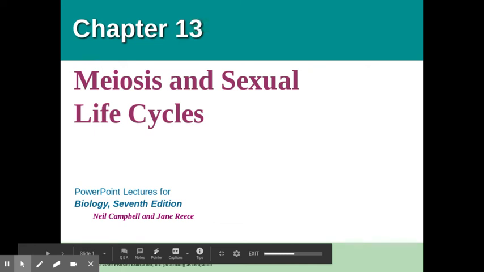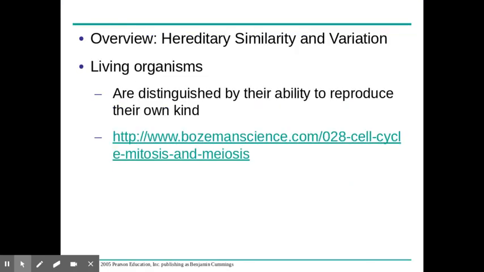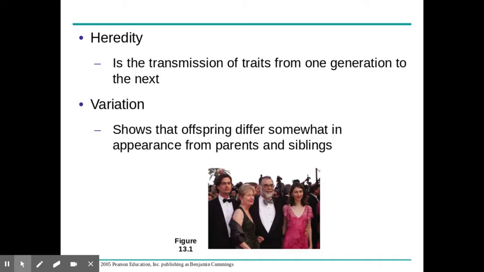This is going to be on meiosis, creating variation. So, if we look at living organisms, they are distinguished by their ability to reproduce their own kind. Organisms will inevitably resemble their parents, and that is because of heredity, the transmission of traits from one generation to the next. As a sexually reproducing species, that transmission of traits would require gamete production, which is sex cells. Gametes are sex cells. And in order to create sex cells, you need meiosis.